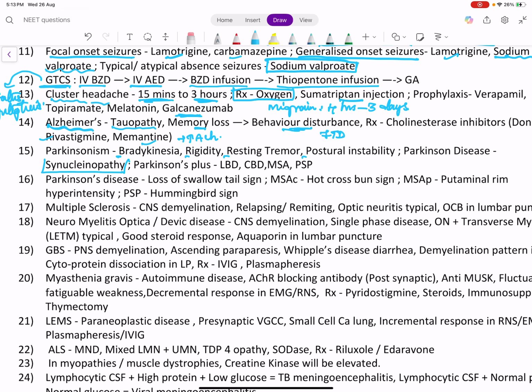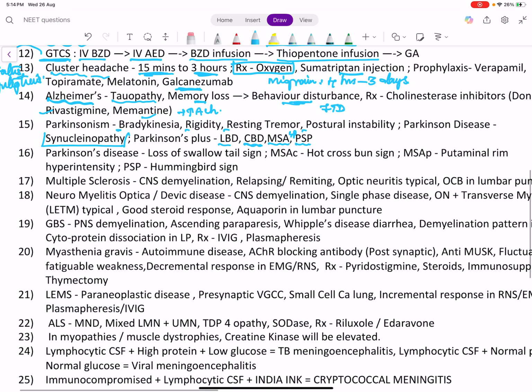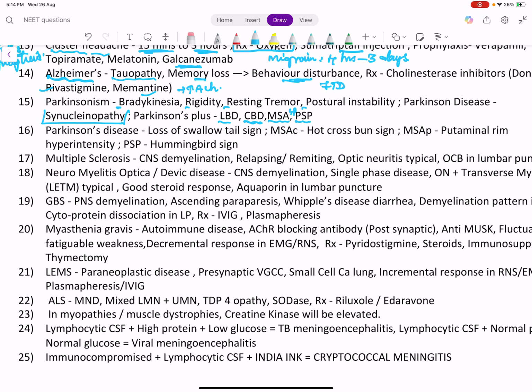Parkinson's plus is an atypical Parkinsonism which has some features in addition to these four, and there is poor response to levodopa. So the types are Lewy body dementia and corticobasal degeneration. In Lewy body dementia, there will be dream delusions, etc. In corticobasal degeneration, there will be cortical signs. So Alzheimer's, that is memory loss plus Parkinson's. Multiple system atrophy is of two types, MSA-C and MSA-P, and we have PSP, progressive supranuclear palsy, where there will be eye changes, eye movement changes.